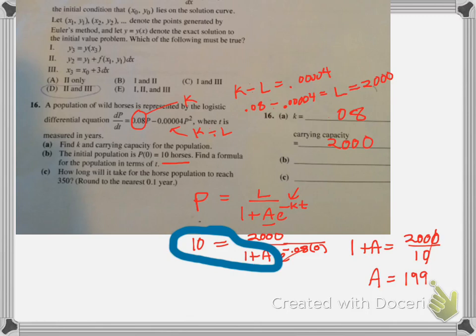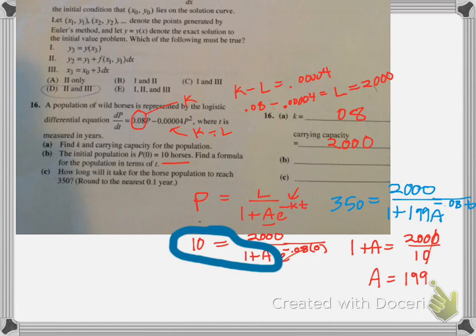So that completes our formula. You can go ahead and insert that into part B above. And then at number C, how long will it take for the horse population to reach 350? Then you're going to take this brand new equation we have here. I'm going to do this in blue, just off to the side. Then we're saying, all right, I want to reach 350, from the given initial conditions of a limiting capacity of 2,000, and 1 plus our brand new A of 199, e to the negative 0.08 t.